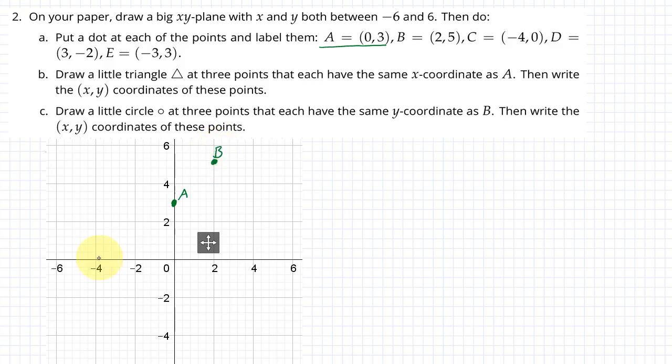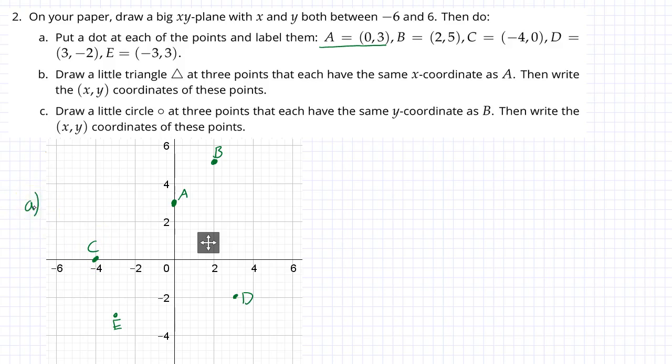C is -4, 0. That's right here. The y coordinate is 0, so you don't go up or down at all from the x-axis. D is 3, -2. That should be over here. And then E is -3, -3. So the x coordinate is -3, the y coordinate is -3. That should be about there. All right, so that is part A. It's just drawing that there.